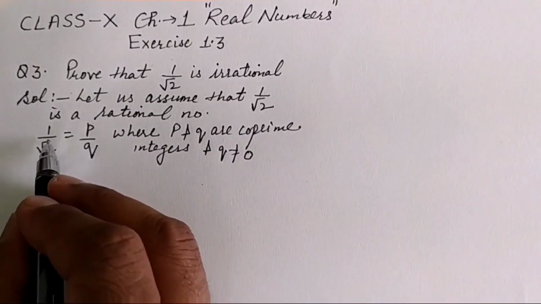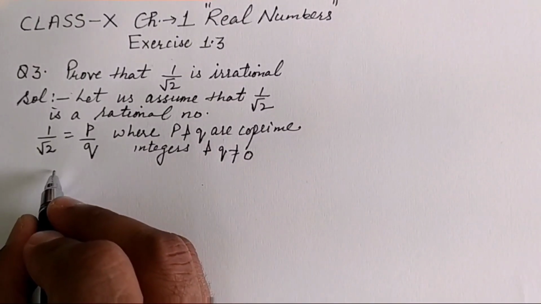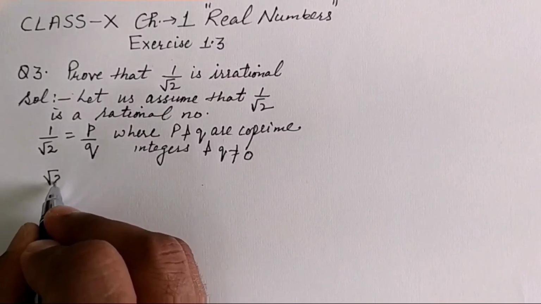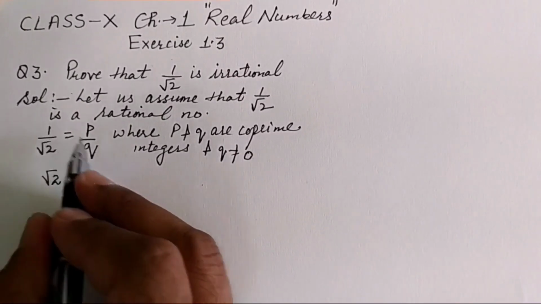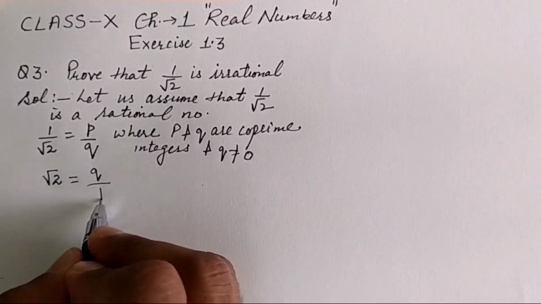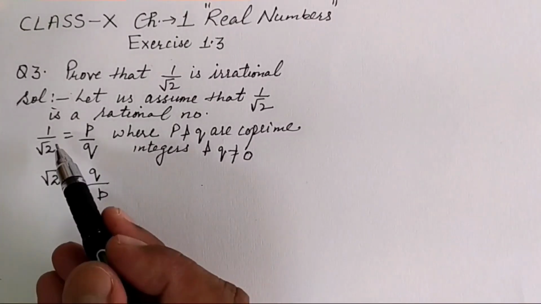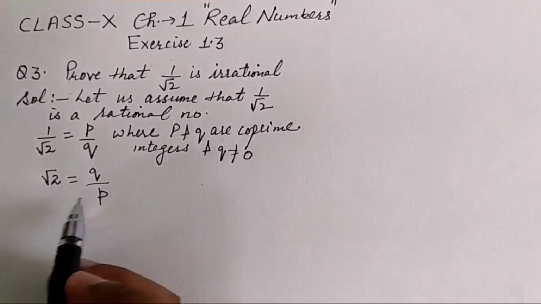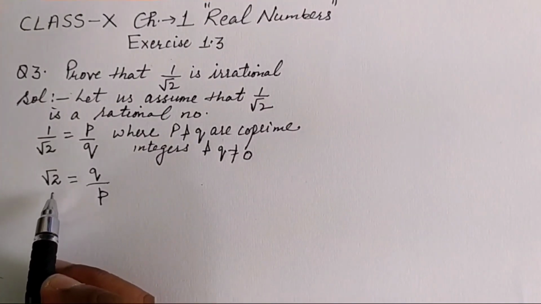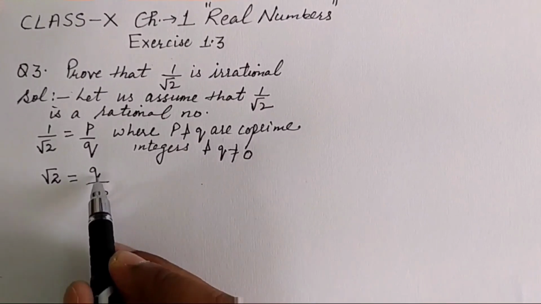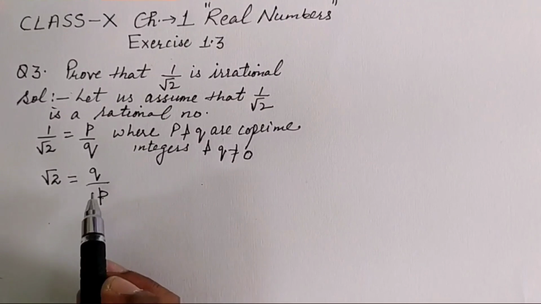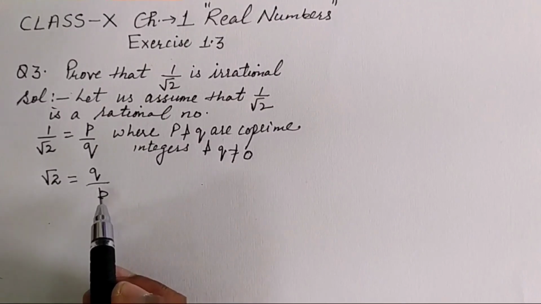If 1 by root 2 is P over Q, then if we take the reciprocal of these two sides, we see that root 2 is equal to Q over P. Now we have earlier proved that root 2 is an irrational number, but Q and P both are integers, so it is a rational number. So see here, irrational number is coming equal to rational number, which is not possible.